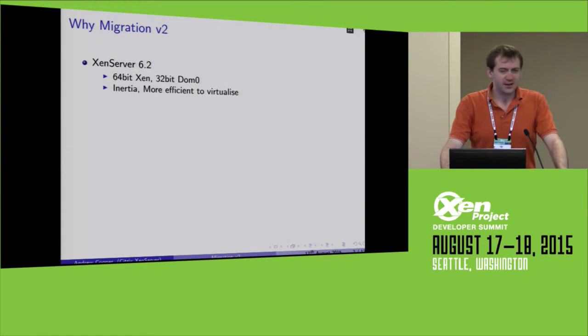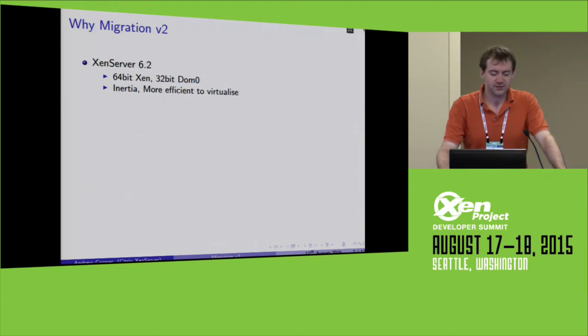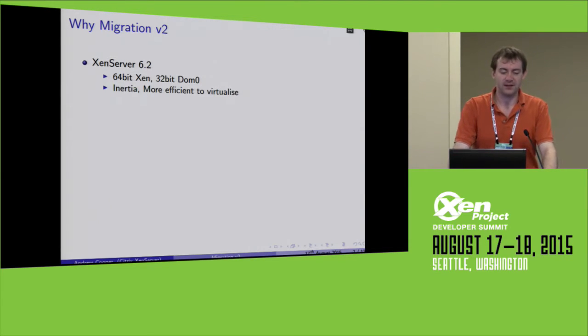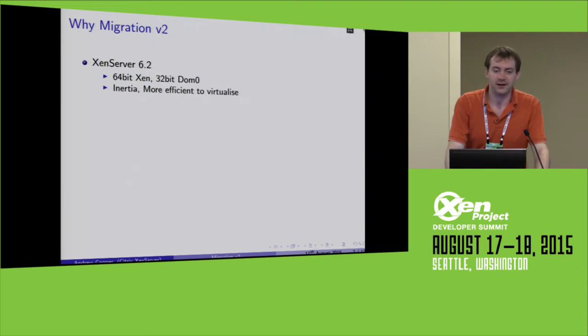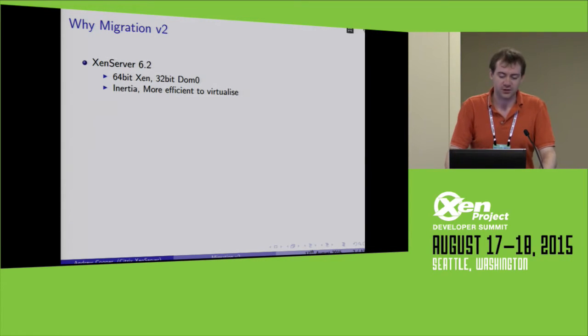Around January last year, we just released XenServer 6.2 with a 64-bit Xen. Xen has always been 64-bit in XenServer, but even in XenServer 6.2, we still had a 32-bit DOM0, partly because of inertia. It had been 32-bit for a very long time. There were some issues in upgrading some of the packages, but also there are a number of things that are still present in 32-bit architecture that make it more efficient to virtualize. So unless you need stupidly large quantities of RAM, you can still easily get away with a 32-bit DOM0 today.